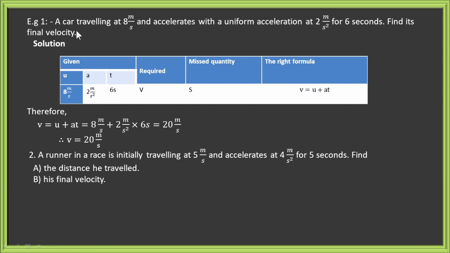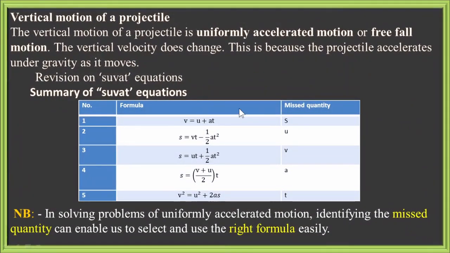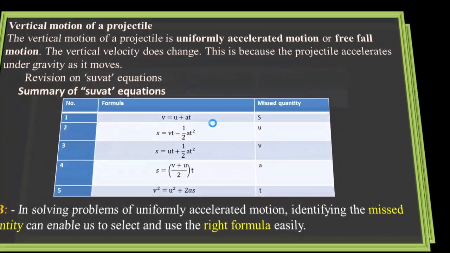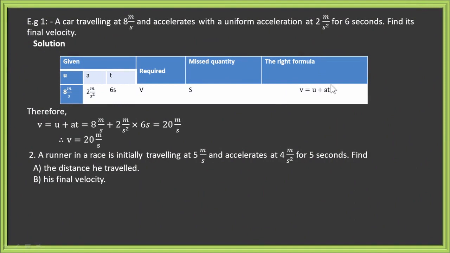The required quantity is the final velocity V. U, A, T are given. V is the required quantity. What is missed from the 5 quantities is S. So S is a missed quantity. If S is missed, the formula we choose is V is equal to U plus AT.